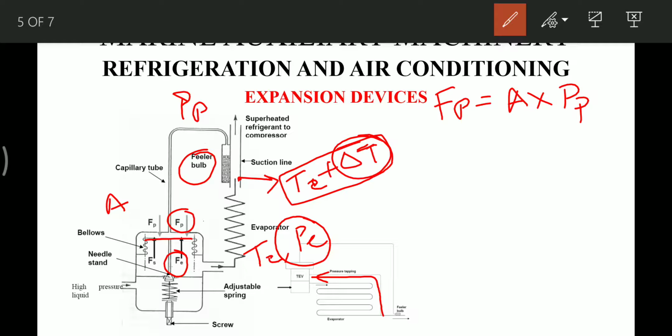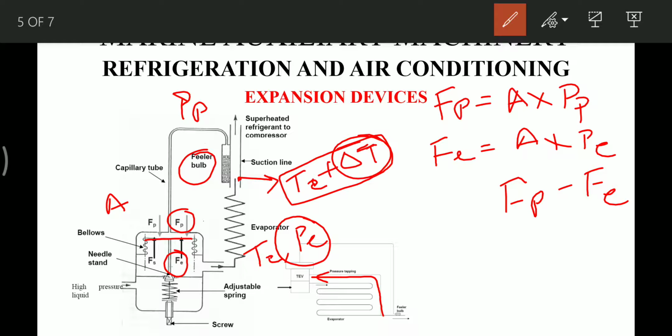So the force exerted by the evaporating pressure below the bellow will be Fe, which is equal to area into Pe. So the net force exerted on this bellow in the downward direction will be Fp minus Fe.